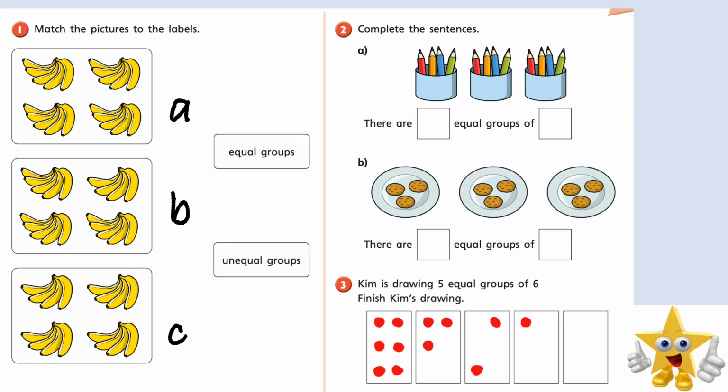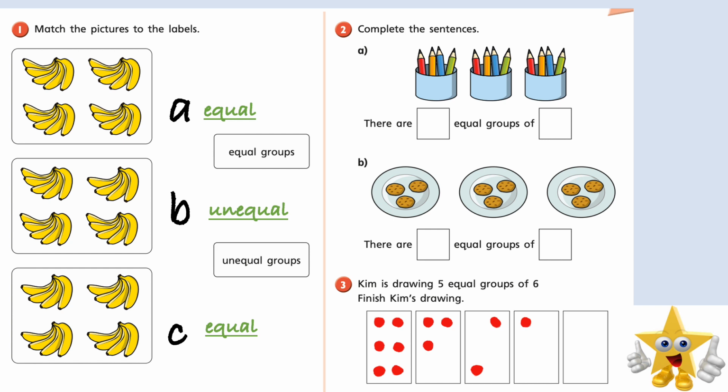How did you get on? Let's have a look at our answers. So question 1, answer A. It's equal. There are 5 bananas in each bunch in that picture. B. Unequal. Some have got 5 and one of them's got 4. Did you count carefully? And in the last one, they've all got 4 bananas in each bunch.